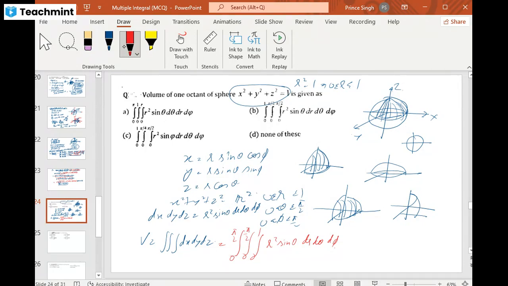Because here the limit is 0 to pi by 2, that should not be the limit of r. So it means that the option is B, but it is not written in proper order. It should be in the form of d theta, d phi, and dr, because the outermost limit is of variable r. So this is the correct answer. Otherwise, the limits of theta and phi both are pi by 2 only, and the Jacobian of transformation is r square sine theta.